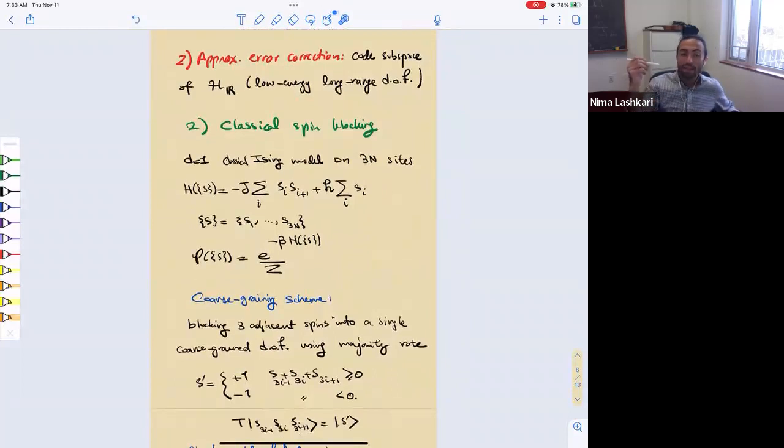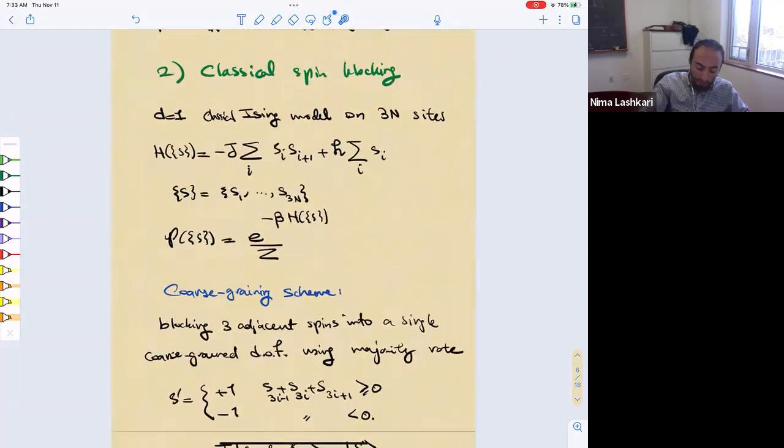So again, let's take the D equals 1 classical Ising model on 3n sites, for example, and we're going to put nearest neighbor and some on-site energy. So these are the couplings, G and H, and the S variables are plus or minus ones, and these are all sorts of different combinations that you could have for your 3n bits. Of course, we're interested in the thermal partition function. That's the state that we're going to do the RG on.